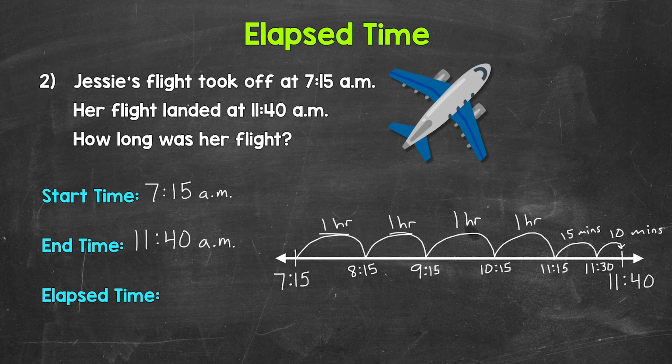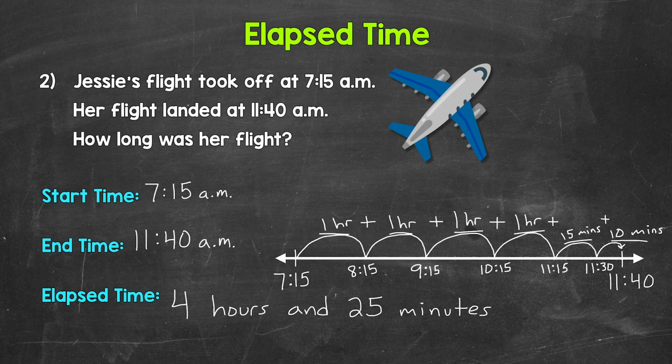Now we need to add everything up for the total elapsed time. So 1 hour plus 1 hour is 2 hours, plus 1 hour is 3 hours, plus 1 hour is 4 hours, plus 15 minutes is 4 hours and 15 minutes, plus 10 minutes is 4 hours and 25 minutes. So our elapsed time is 4 hours and 25 minutes. That's how long Jessie's flight was.